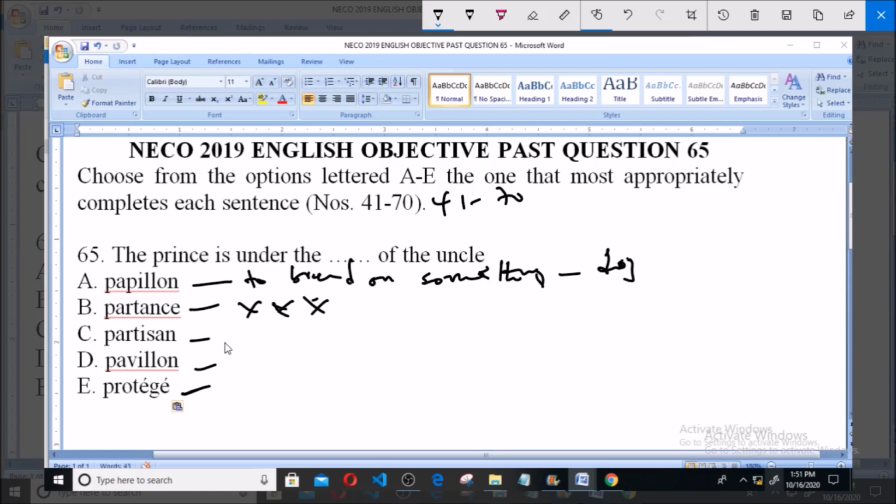Then partisans means to engage in something, particularly politics. Then pavilion simply means to make shelter available.